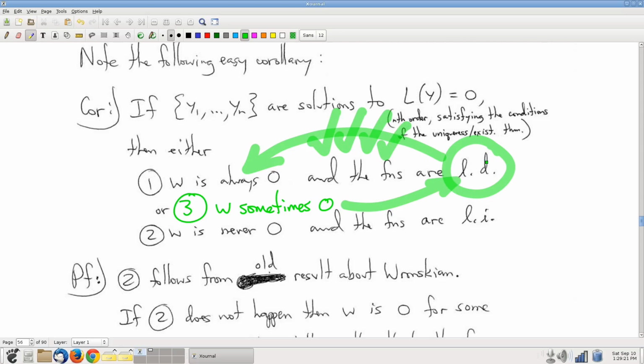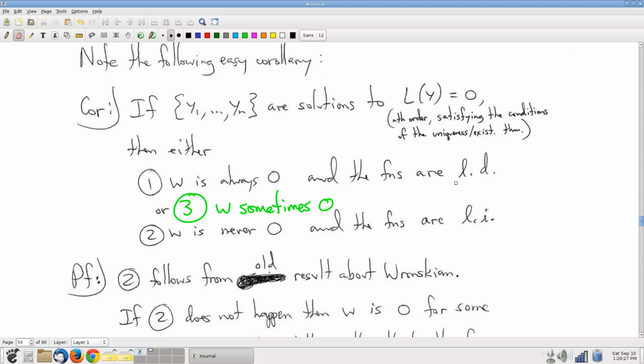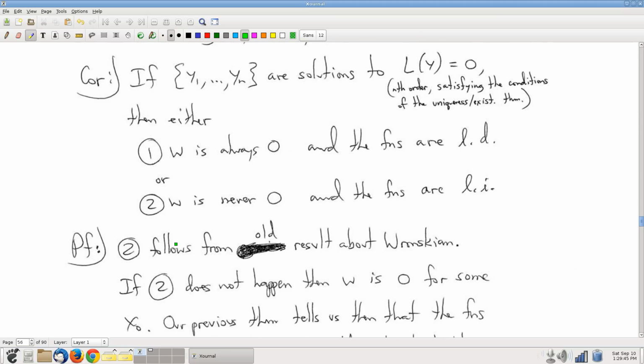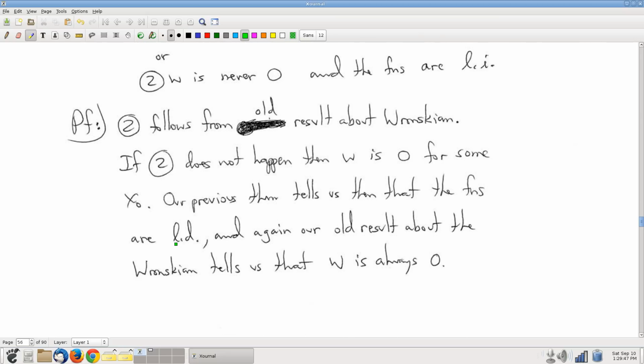We assumed we had a dependent list. We showed the Wronskian would have to be 0. So this seeming third possibility of the Wronskian being sometimes 0, it's not possible, because if it were ever 0, it would have to be always 0. So therefore, these are the only two possibilities. And let's see an example. Well, let's see here. We don't have an example. Okay, we'll see an example soon.